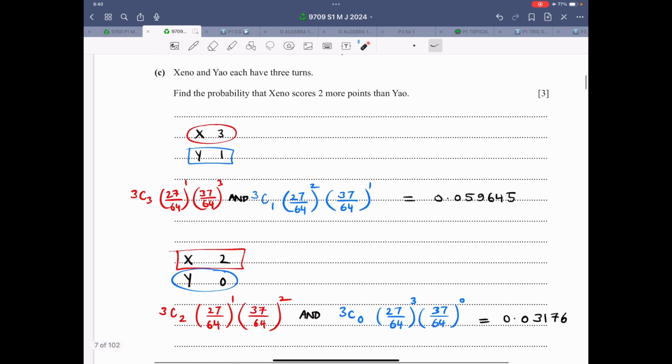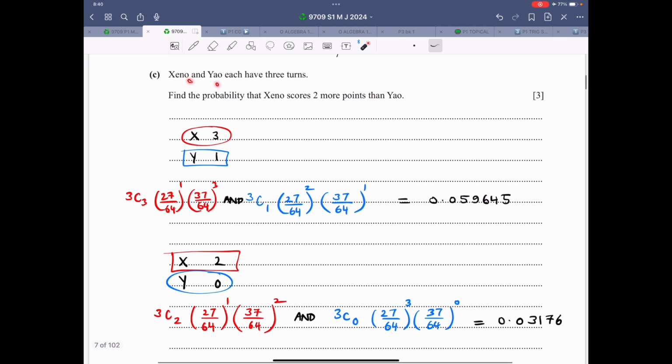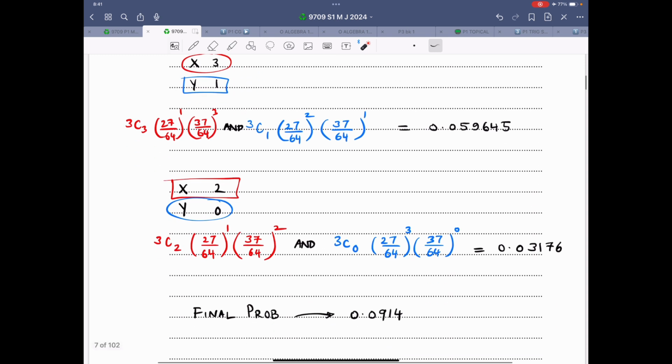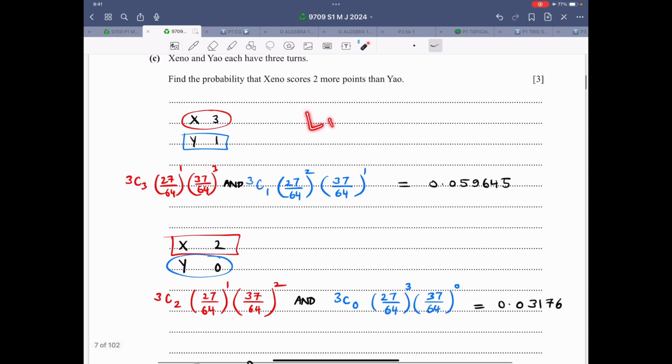Now comes the last part, which says Zeno and Yao, X and Y, each have 3 turns. Find the probability X scores 2 more points than Yao. That means, what if Yao scores 1, Y scores 1, X scores 3. There is a difference of 2 points. X scores 2 points more than Y. Y scores a 0, X scores a 2. So first you list the possibilities, and then you calculate the probabilities.